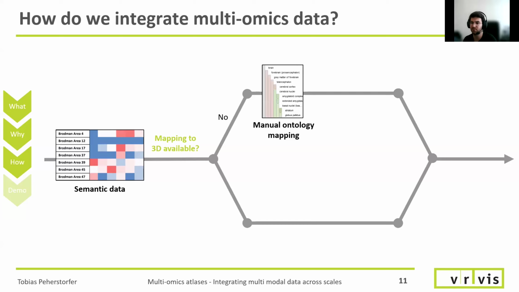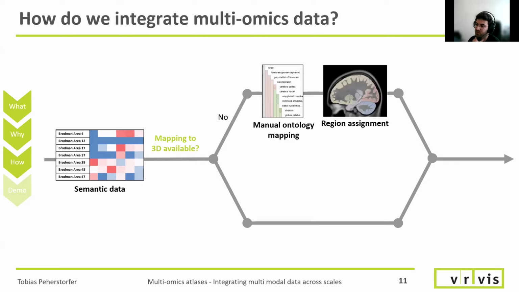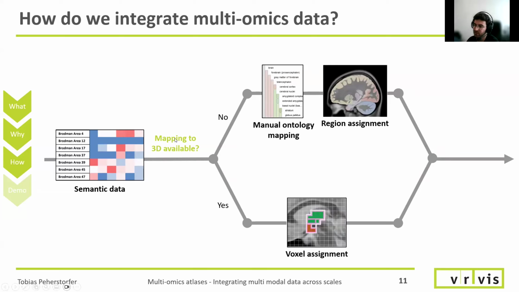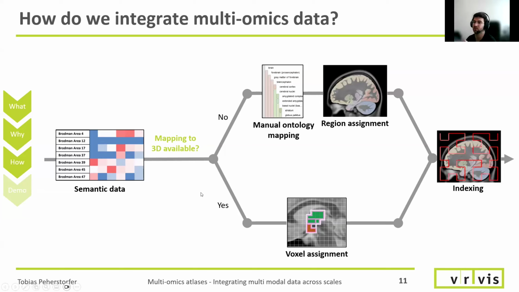Then we need to manually identify regions that correspond to each other in the ontology that the data comes in versus the ontology that we actually have in our reference atlas. So we need to do this mapping manually and then assign regions with this data. So this is a cumbersome process. It is easier if you really have the 3D mapping, then we can just use the voxels that we know Brodmann area 4 corresponds to and say, okay, we paint those with the values that we have. And finally, we go to indexing.